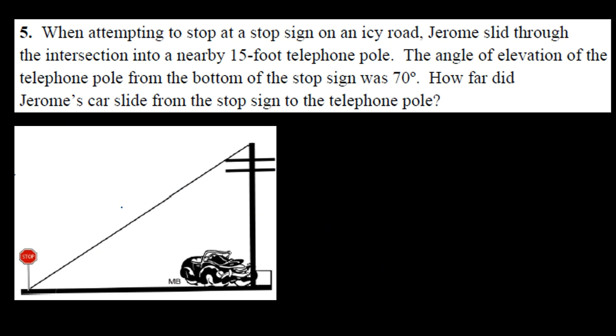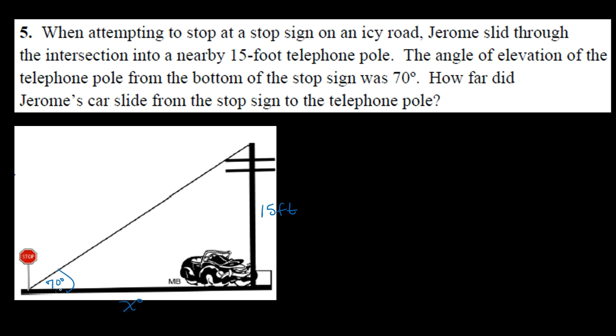Number 5, when attempting to stop at a stop sign on an icy road, Jerome slid through the intersection to a nearby 15-foot telephone pole. The angle of elevation of the telephone pole from the bottom of the stop sign was 70 degrees. How far did Jerome's car slide from the stop sign to the telephone pole?